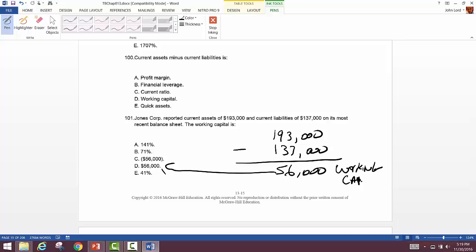If we want to call it a working capital ratio, we could take 56,000 and divide it by 193,000, that gives me a working capital ratio of what? Is it one of these numbers? No. No? Okay, it doesn't matter. What is it? Because the answer here is 56,000. What is that working capital ratio? 29%. Okay, so you can turn it into a ratio as well if you want to. Okay, I don't want to ask you that one.